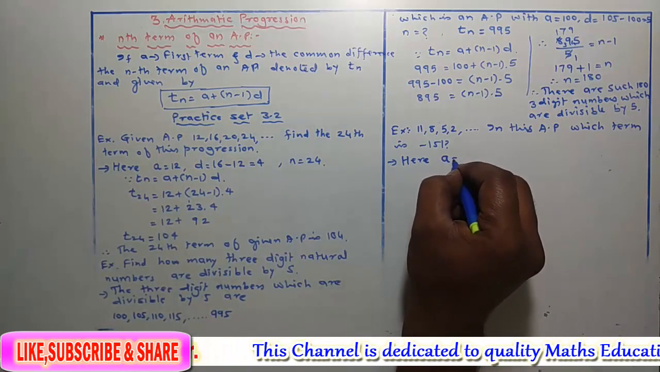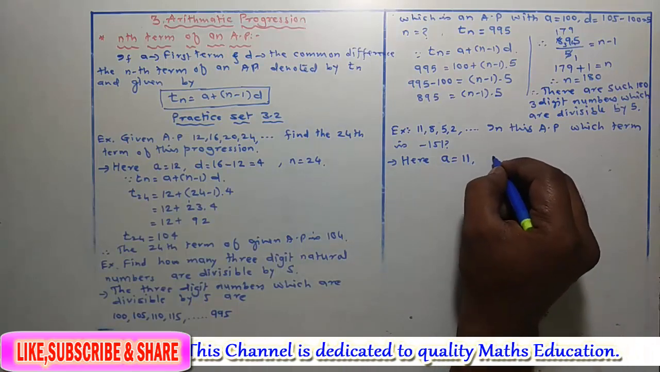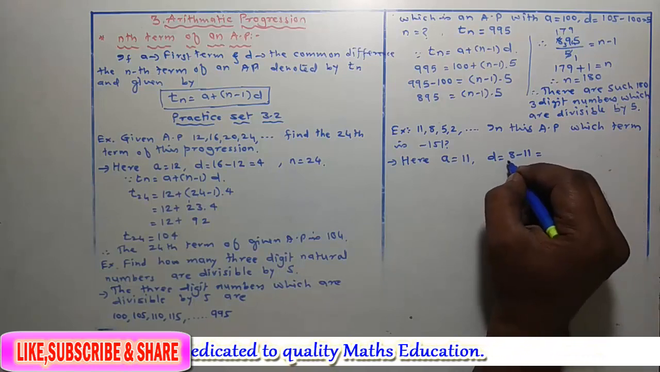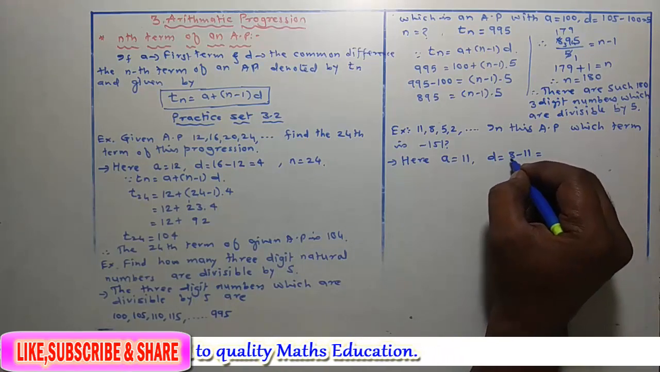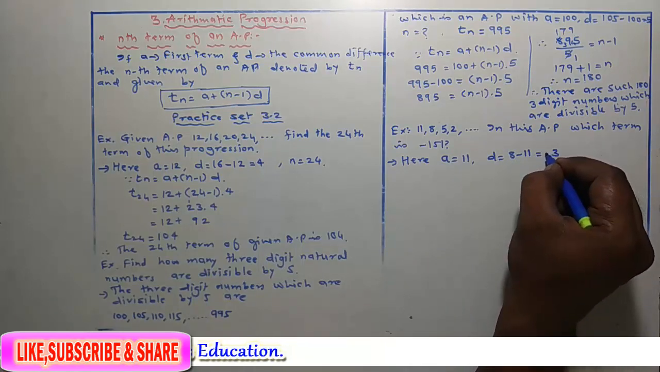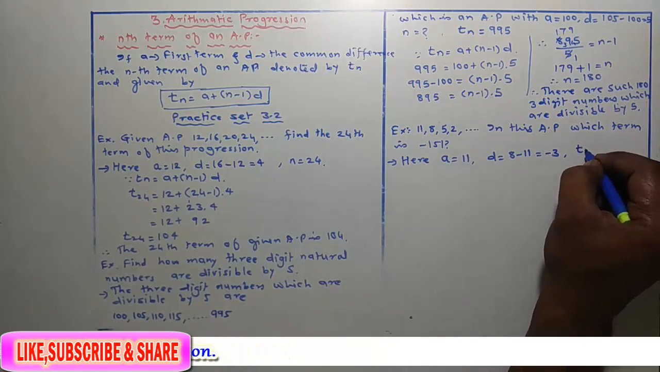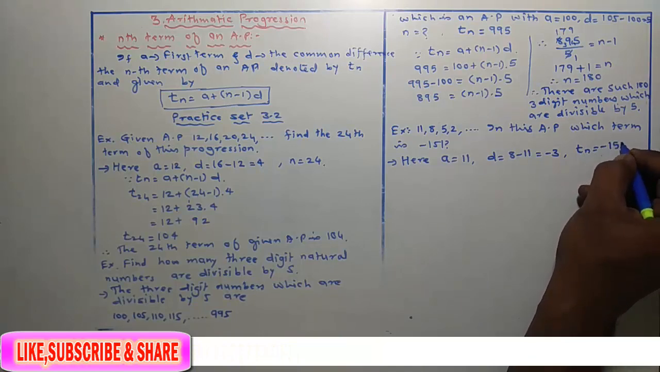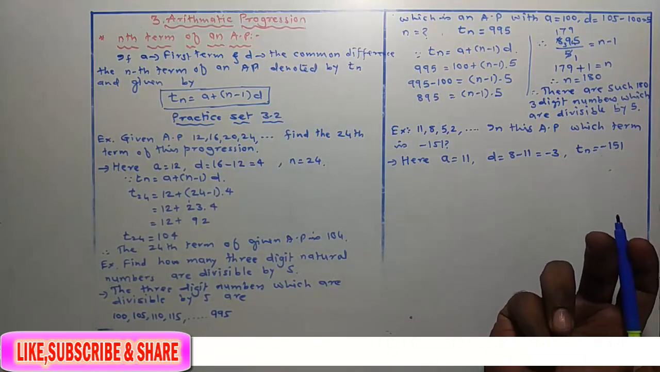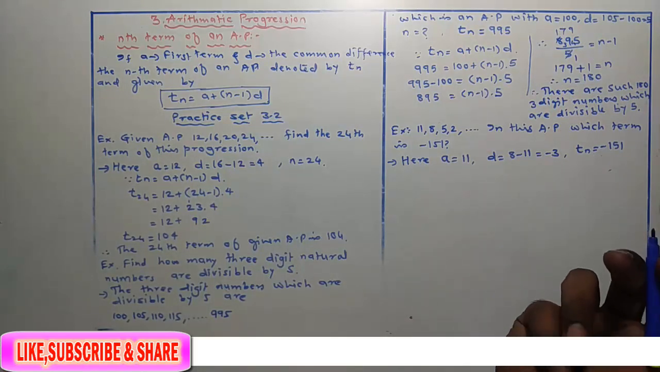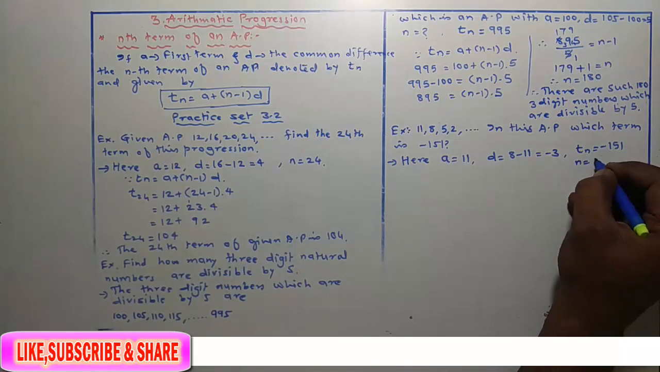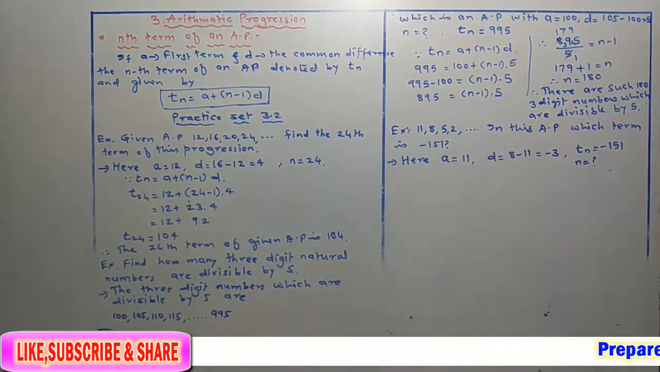A is equal to, that is the first term, 11. Then D is equal to 8 minus 11. Now 8 has positive sign, 11 has negative sign, subtraction we have to perform. 11 minus 8, that is 3, and greater number sign, that is minus 3, and Tn is equal to minus 151. Like in the above example we took Tn, same here, because we don't know which term minus 151 is. We don't know, therefore Tn is equal to minus 151, and that N we have to find. To find the value of N, same as above, same way below.